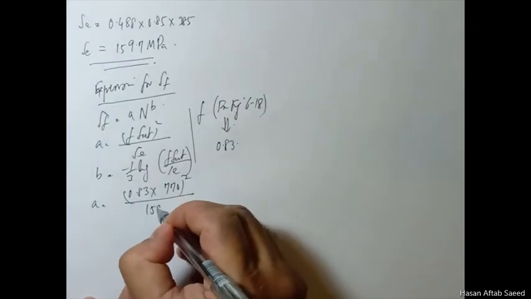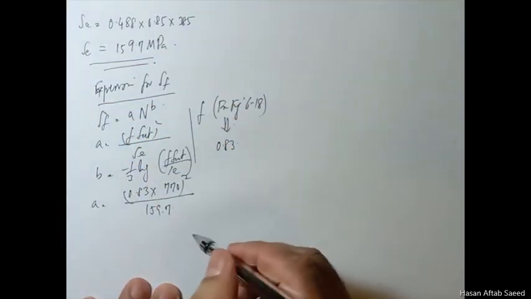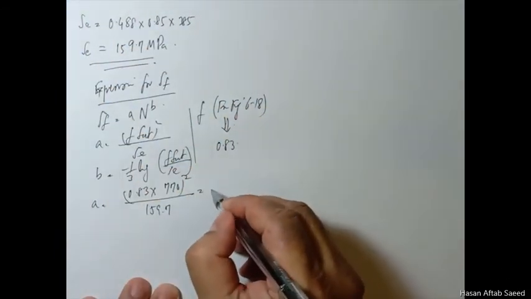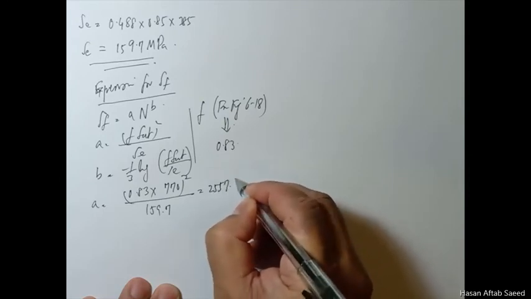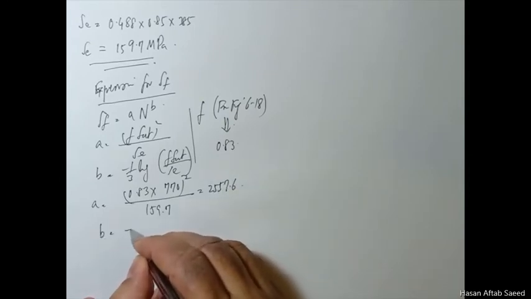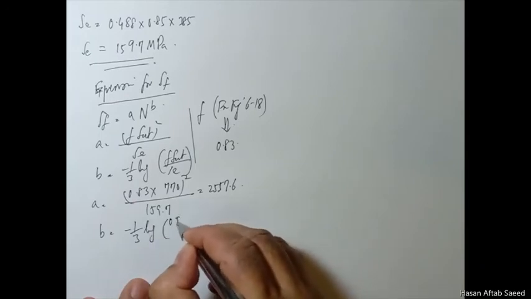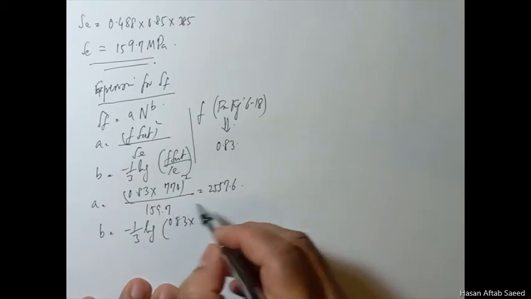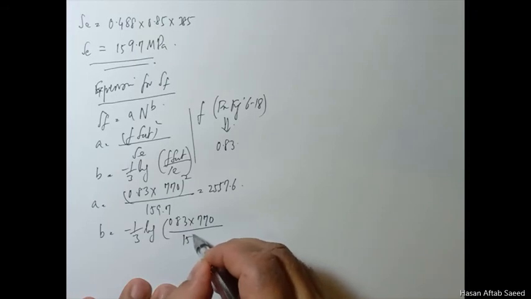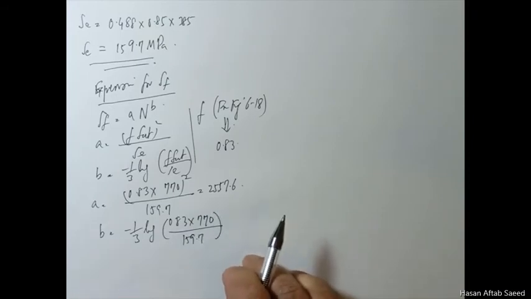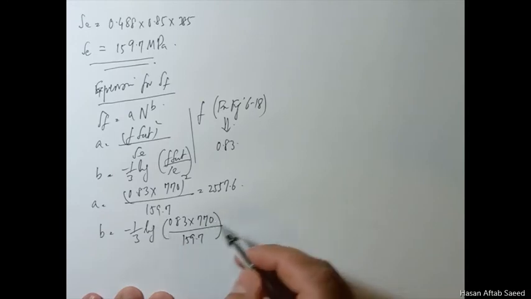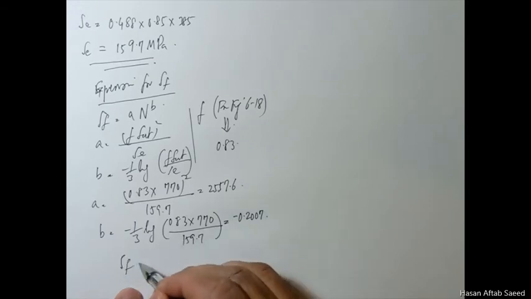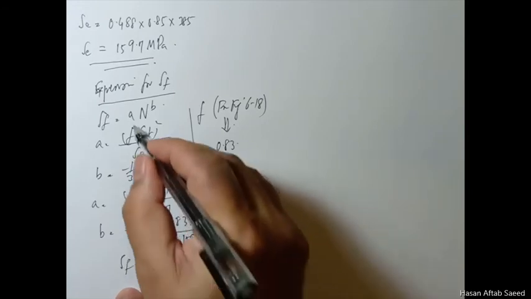SE helps here obviously, because without SE you cannot find this expression either, so it has its utility, but this alone cannot help us in this problem. So this A is 2557.6. B is equal to minus 1 over 3 log of 0.83 into 770 over 159.7, and this is minus 0.2007.